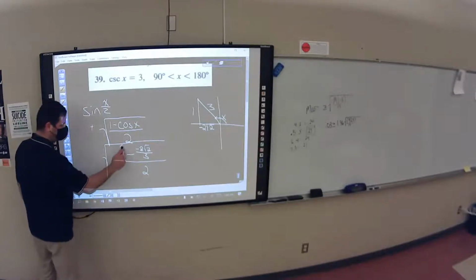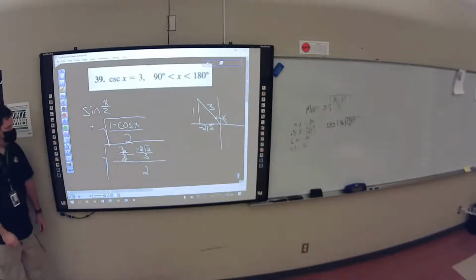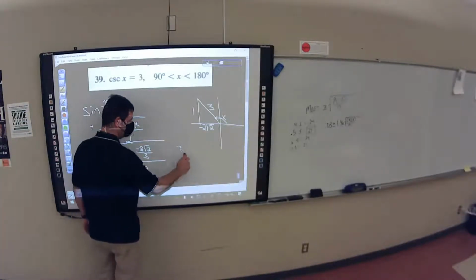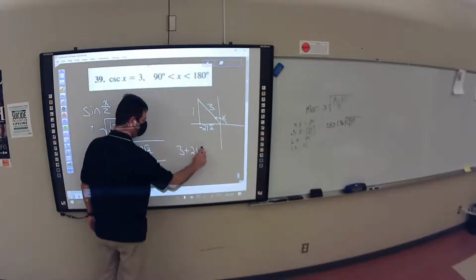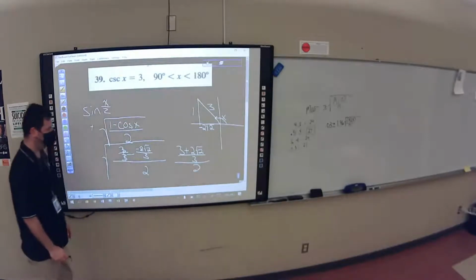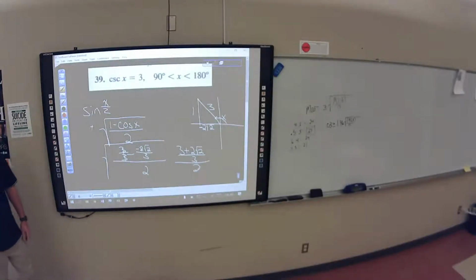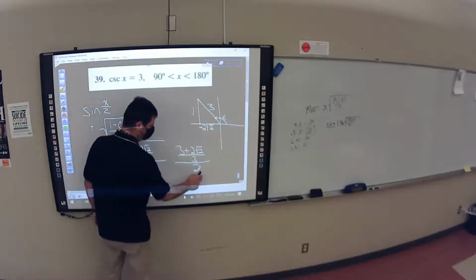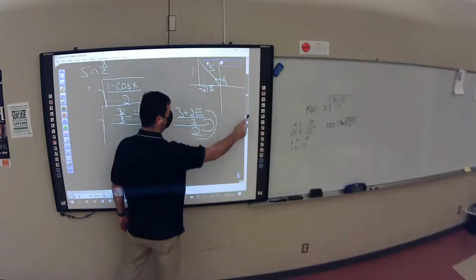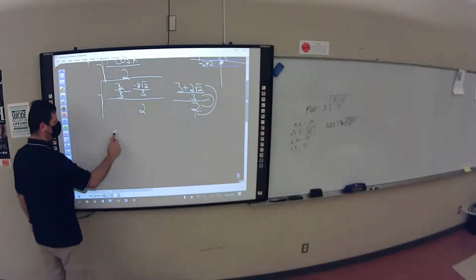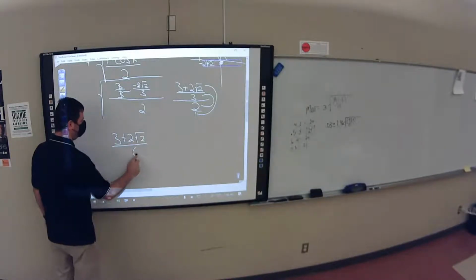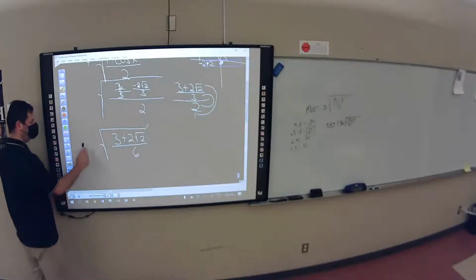We'll make this 3 over 3. 3 minus negative 2 root 2 over 3, which is 3 plus 2 root 2. And all this is over 3, and all this is over 2. When I flip and multiply it, that makes it all over 6. So that's going to make it look a little bit cleaner. 3 plus 2 root 2 all over 6. And that whole thing is rooted.